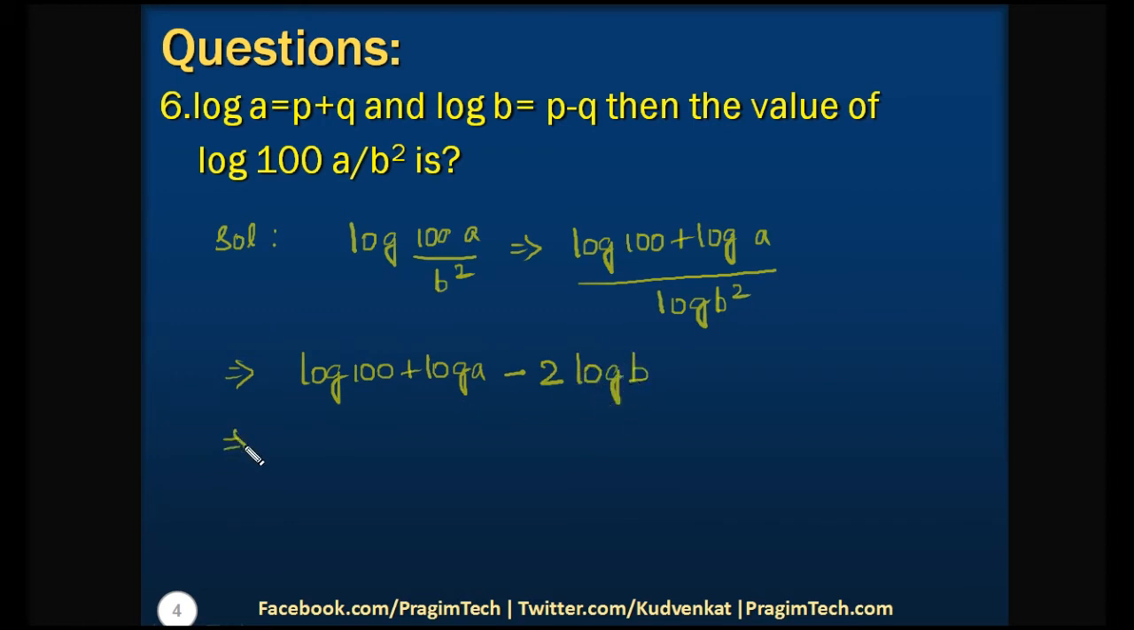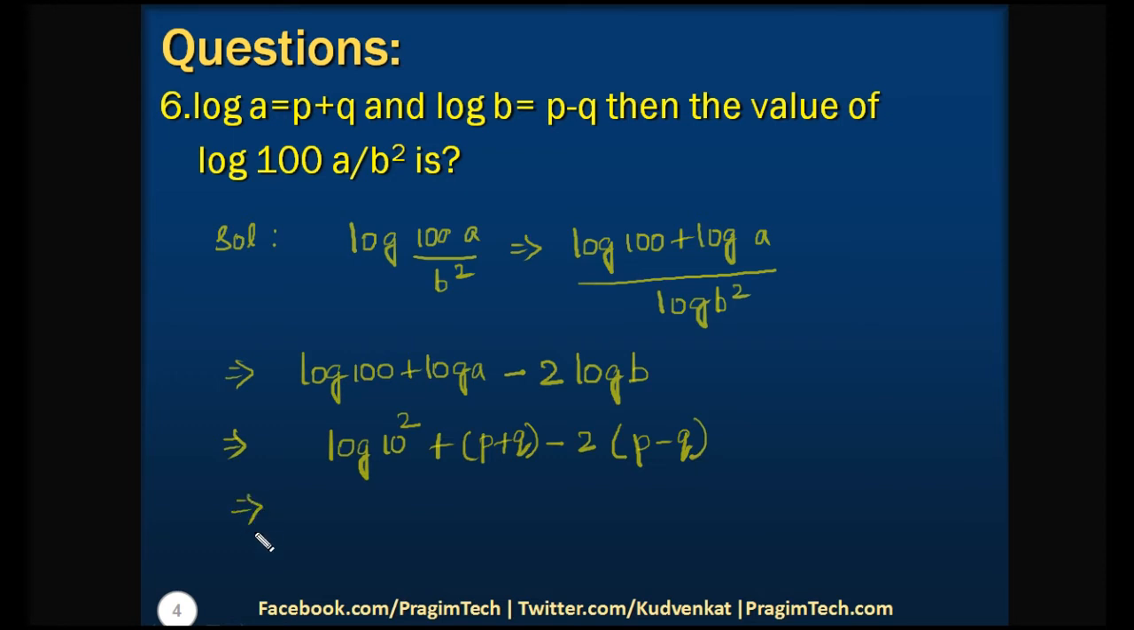So here log 100 we can write it as logarithm of 10 square, right? Plus log a value is given as p plus q minus 2 into logarithm of b, which is given as p minus q.